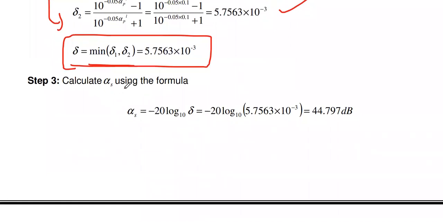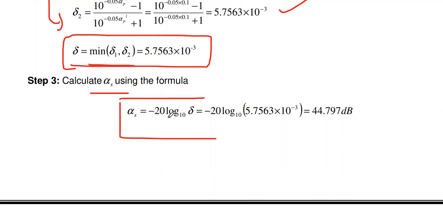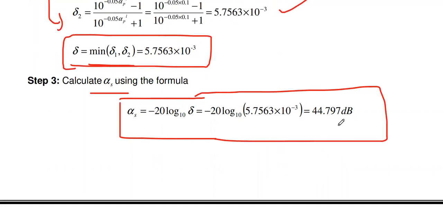Then the third step, we have to find alpha s. Alpha s is nothing but minus 20 into log of delta. So minus 20 into log of 5.7563 into 10 to the power minus 3. If you calculate, we get the answer as 44.797 dB. So the minimum stop band attenuation we calculated. In our problem itself, alpha s is given as 44 dB.